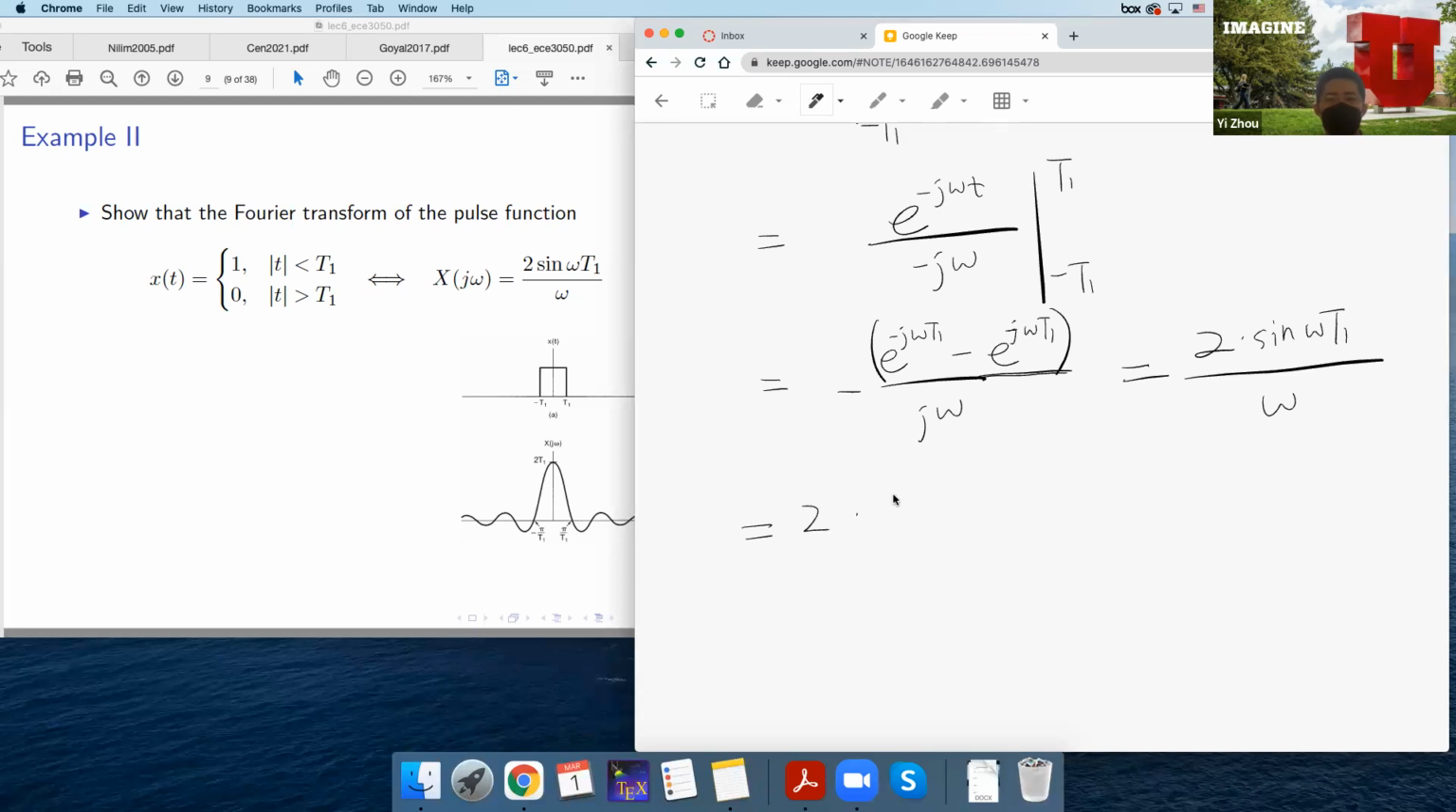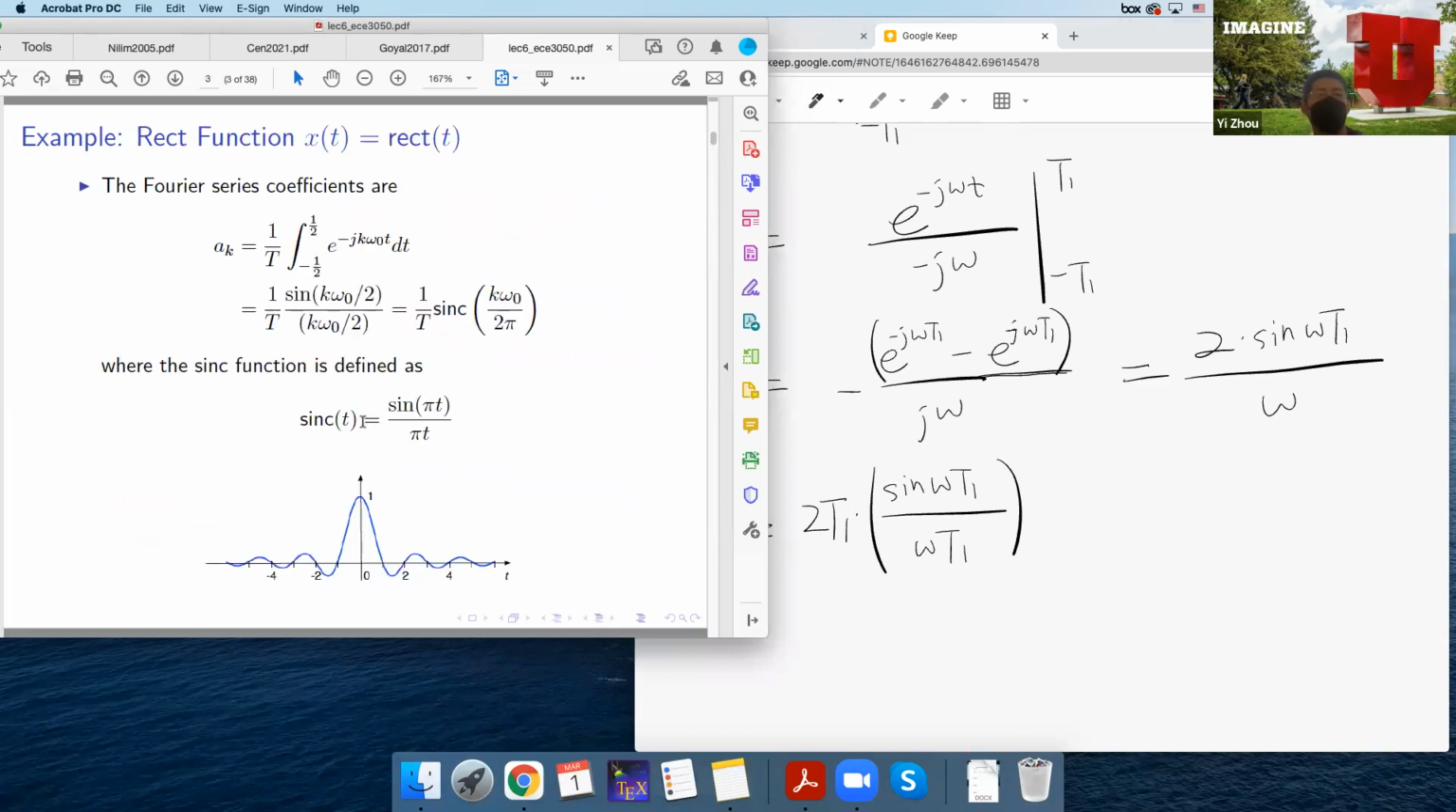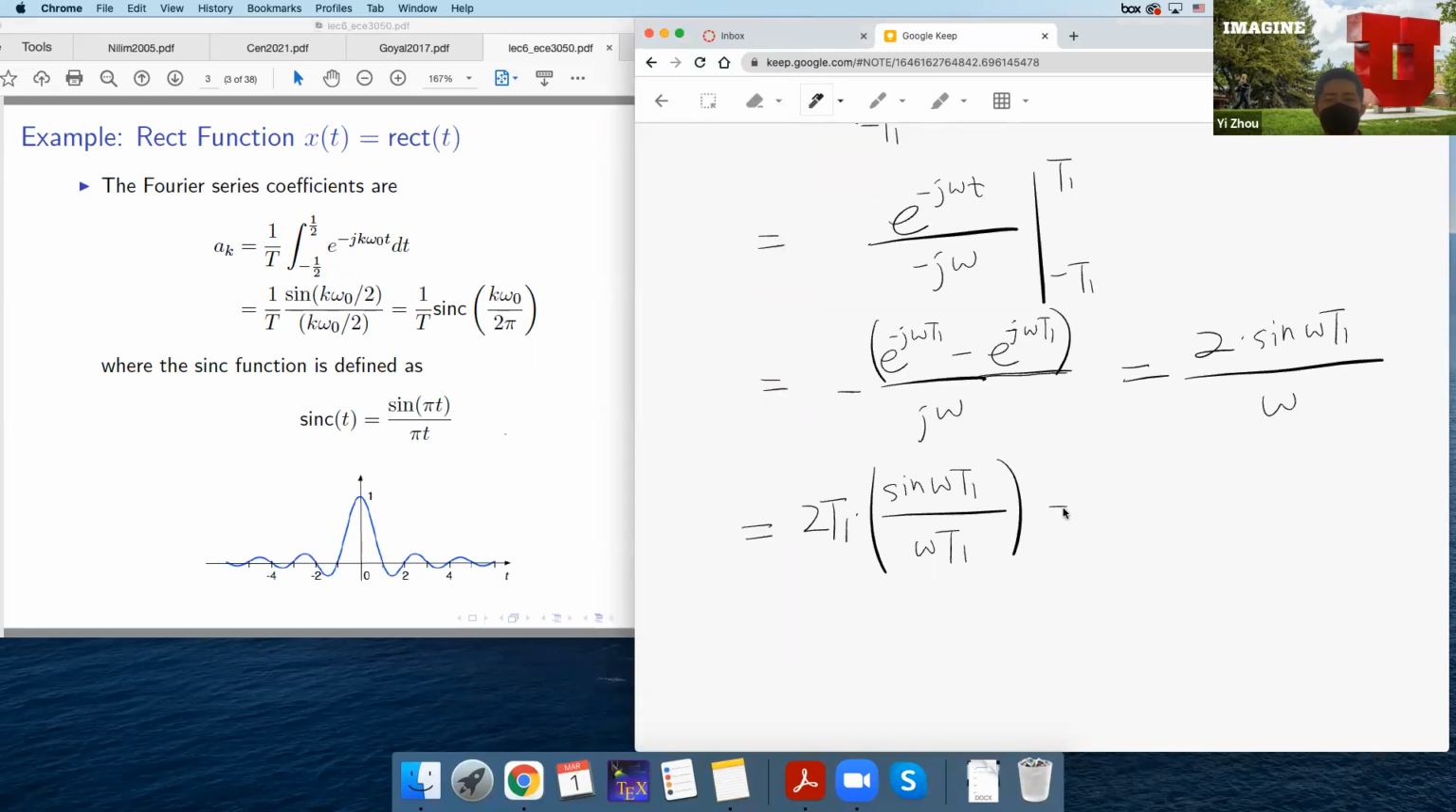It's 2 times sine, again divided by T1 and multiplied by T1. And then let's go back to the definition of the sinc function: sine pi t divided by pi t. By comparing this one with the definition, this is the sinc function evaluated at, so we let pi t equal omega t1, and we get t is omega t1 divided by pi.